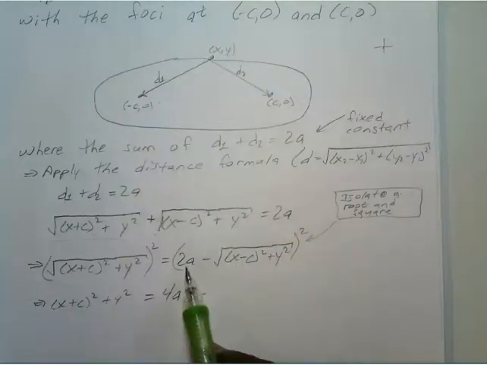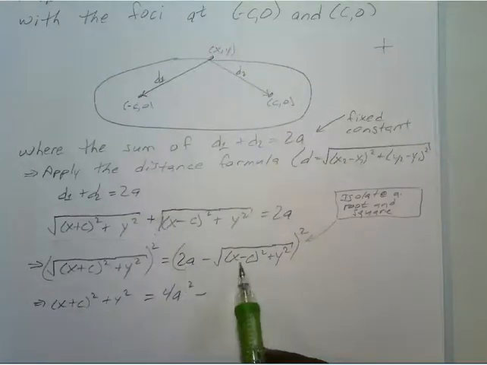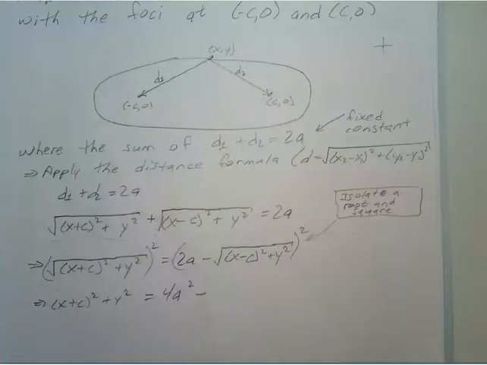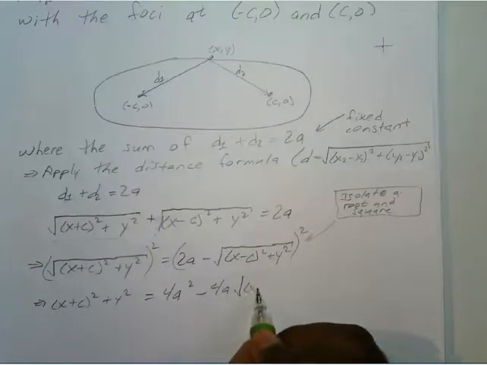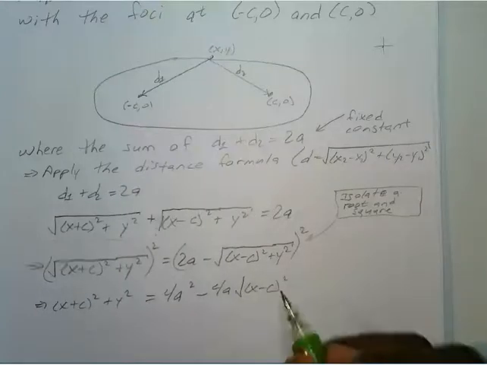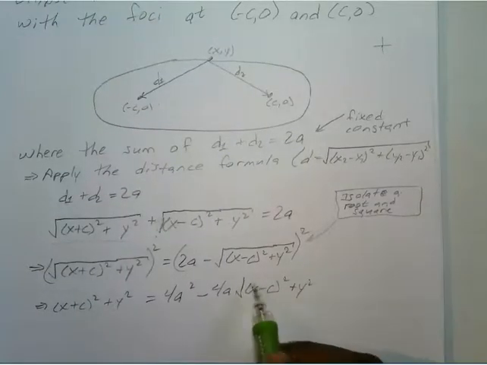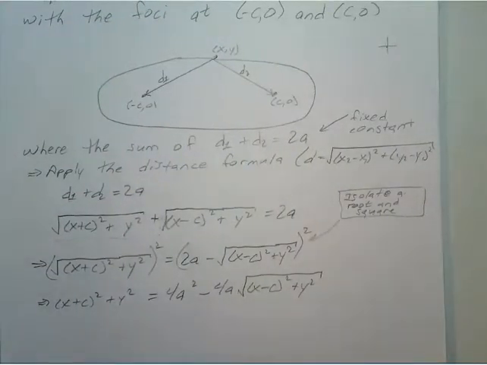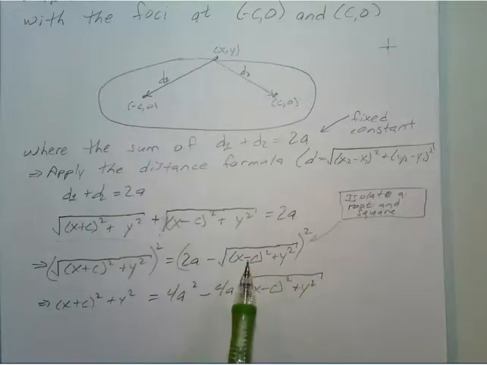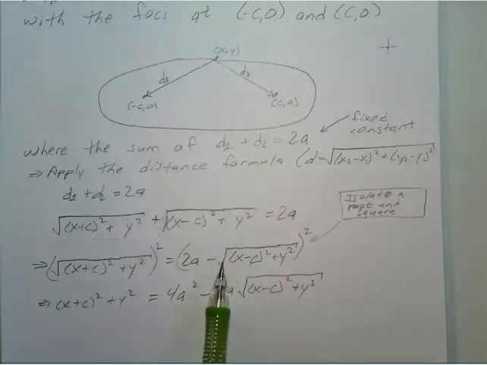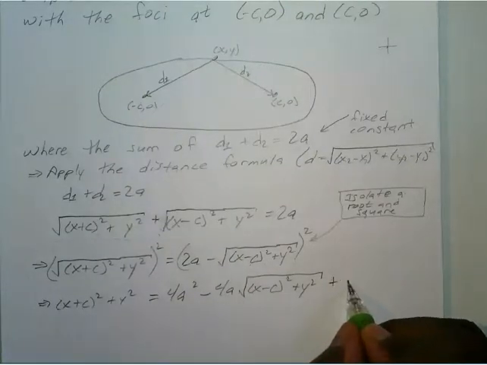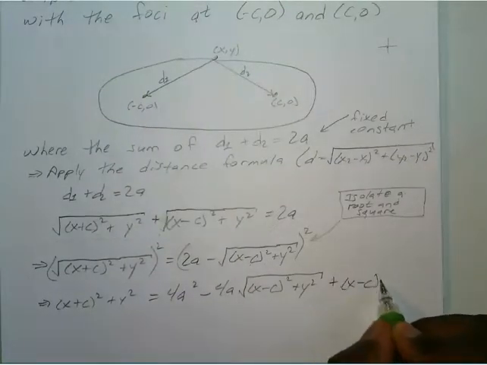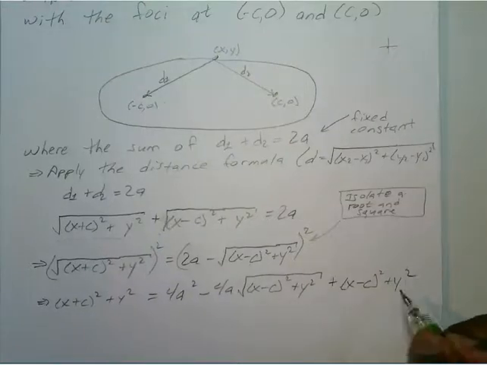That's your first. Then your outer is minus 2a times this and minus 2a times this. So you end up with minus 4a times the square root of (x minus c) squared plus y squared. And then your last will be just this term multiplied by itself. So you'll end up with positive, and the square roots will cancel each other out. So you end up with plus (x minus c) squared plus y squared.